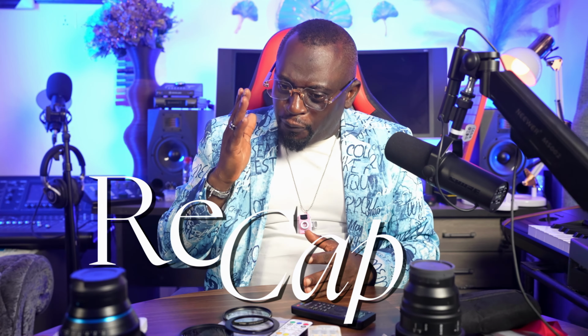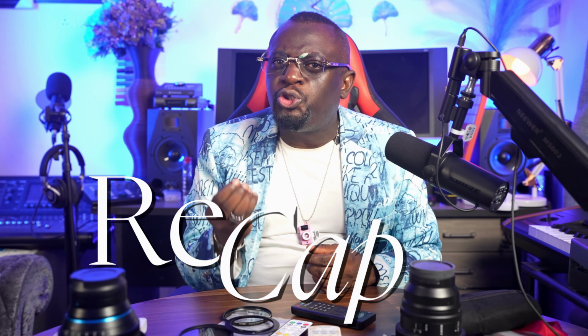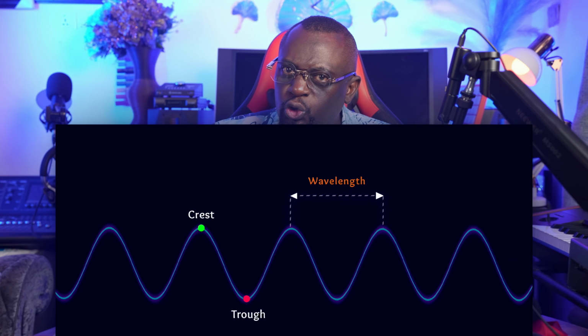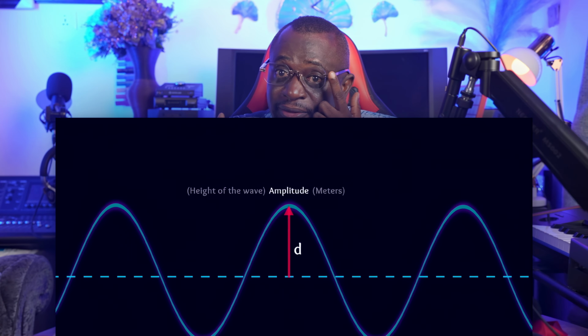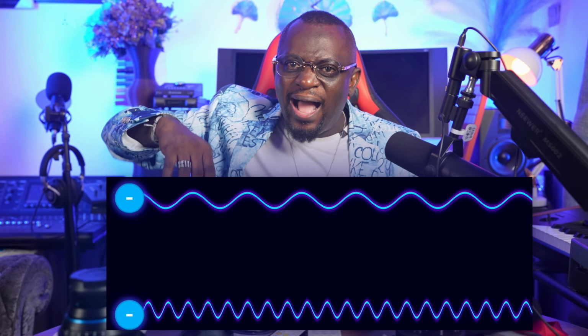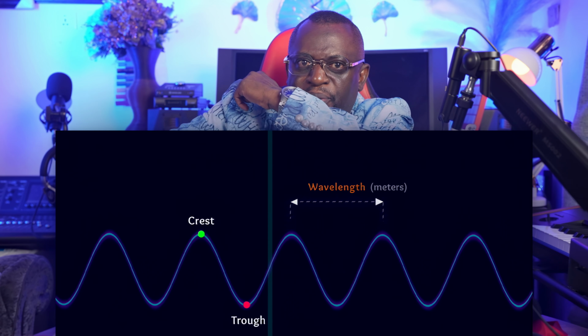Part 2, the properties of waves. Waves have measurable properties. 1 is the frequency, 2 is the wavelength, and 3, amplitude. Frequency tells us how fast the wave oscillates. Wavelength is the distance between the peaks. Amplitude is how tall the wave is, which in light translates to brightness.